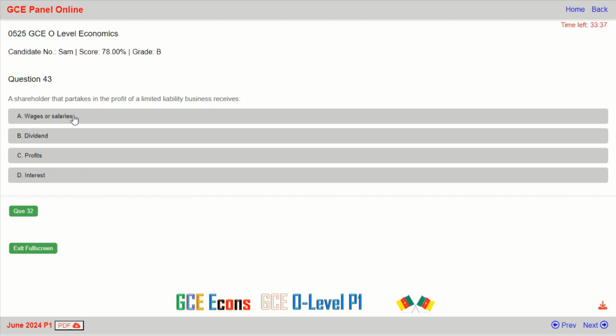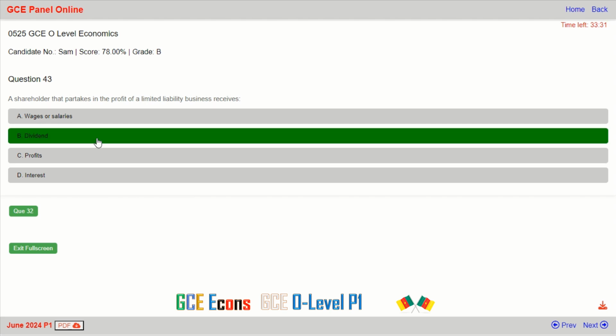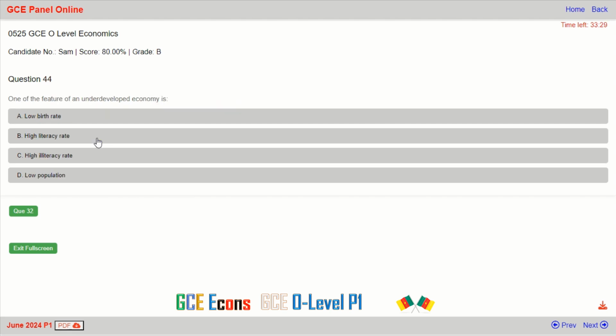So if you're a shareholder and you're partaking in the profits of a limited liability business, then you receive what you call a dividend. Question 44. One of the features of an underdeveloped economy is, underdeveloped economies, you have high illiteracy, high birth rates, and so on. And high population. So it's high illiteracy.